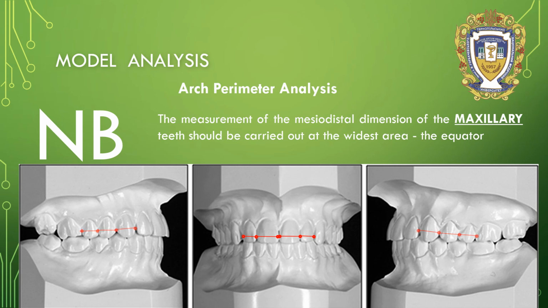On buccal teeth, the equator is near half of the height of the crown, and on the frontal teeth the same, more close to half of the height of the frontal teeth, the widest area of upper teeth.